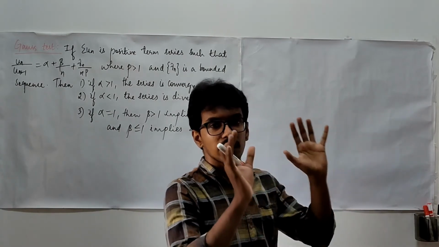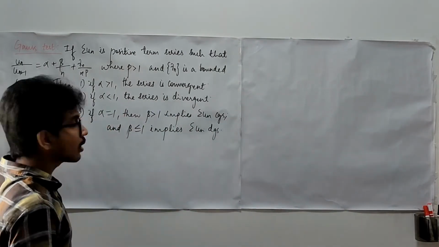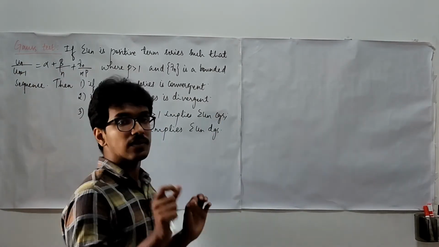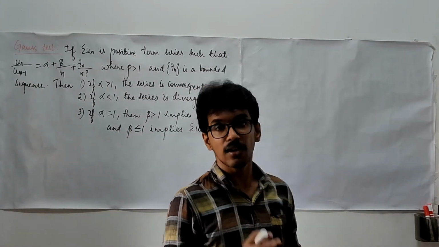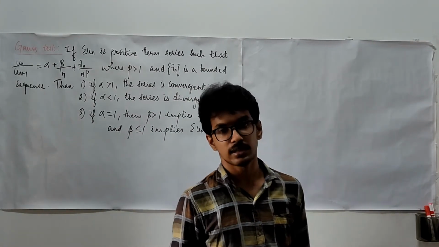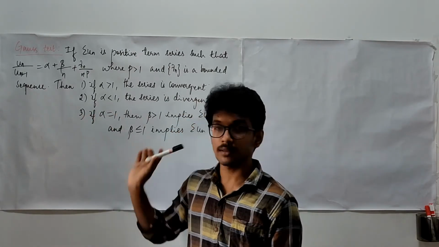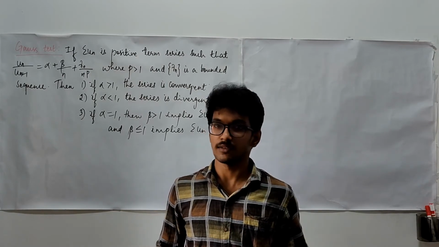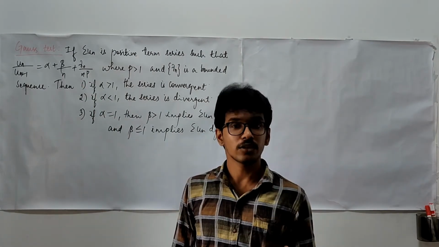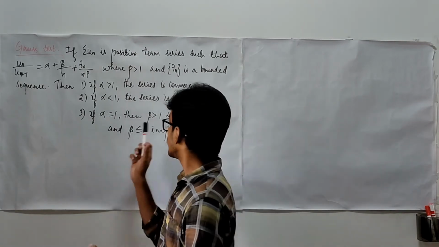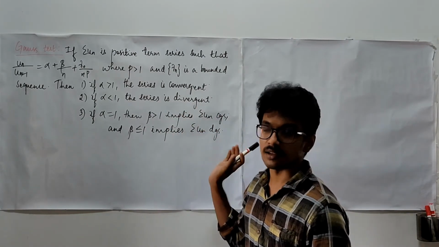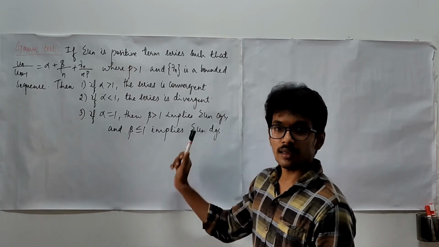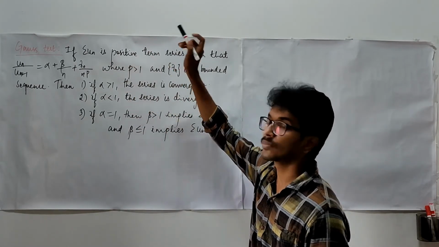Right? And if we have expressed this un upon un plus 1 as this, with the values of alpha and beta, we may decide whether the given series is convergent or not. When your alpha is bigger than 1, the series is convergent. When your alpha is smaller than 1, then the series is divergent. Okay? When alpha equals 1, then what happens? When your beta value is bigger than 1, it is convergent. When your beta value is smaller than or equals 1, it is divergent. Okay? Here, there is no possibility of the test failing.